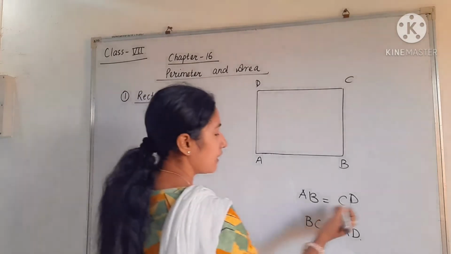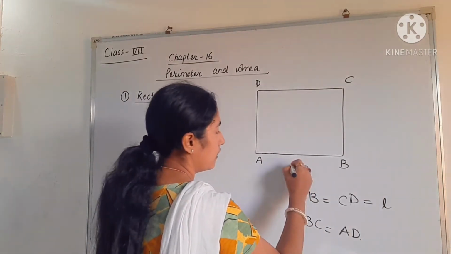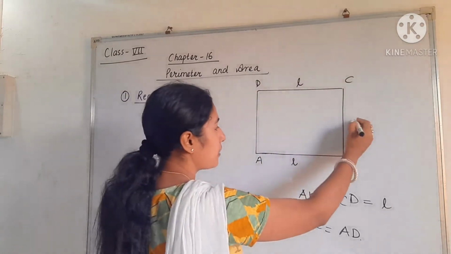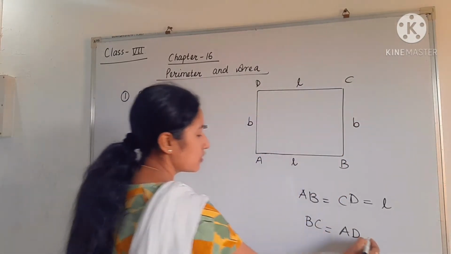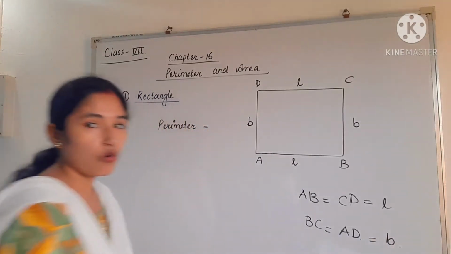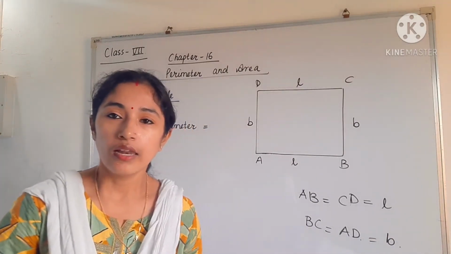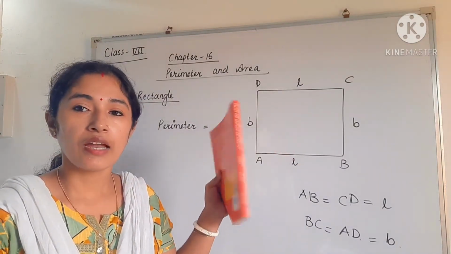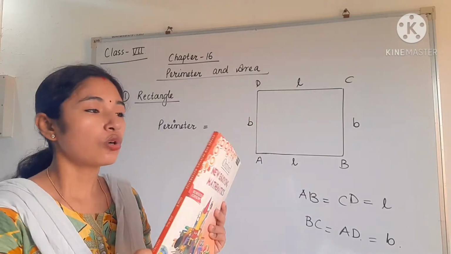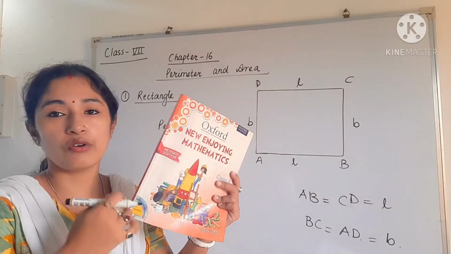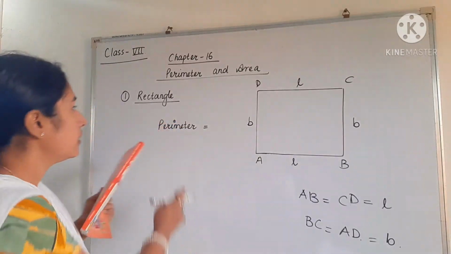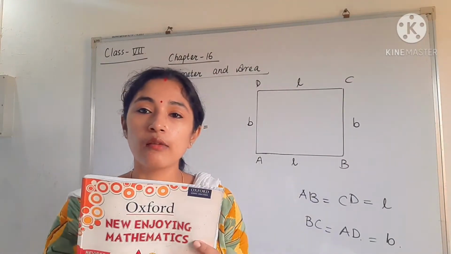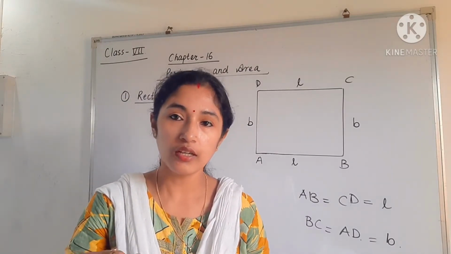I am taking the length of AB and CD to be L. So this length is L from here to here. Similarly, this length I am taking as B. Now I want to find the total length of the boundary. This was our book, and I want to find the total length of this boundary, which is called the perimeter. Perimeter of the rectangle means the total length of the boundary of the rectangle.